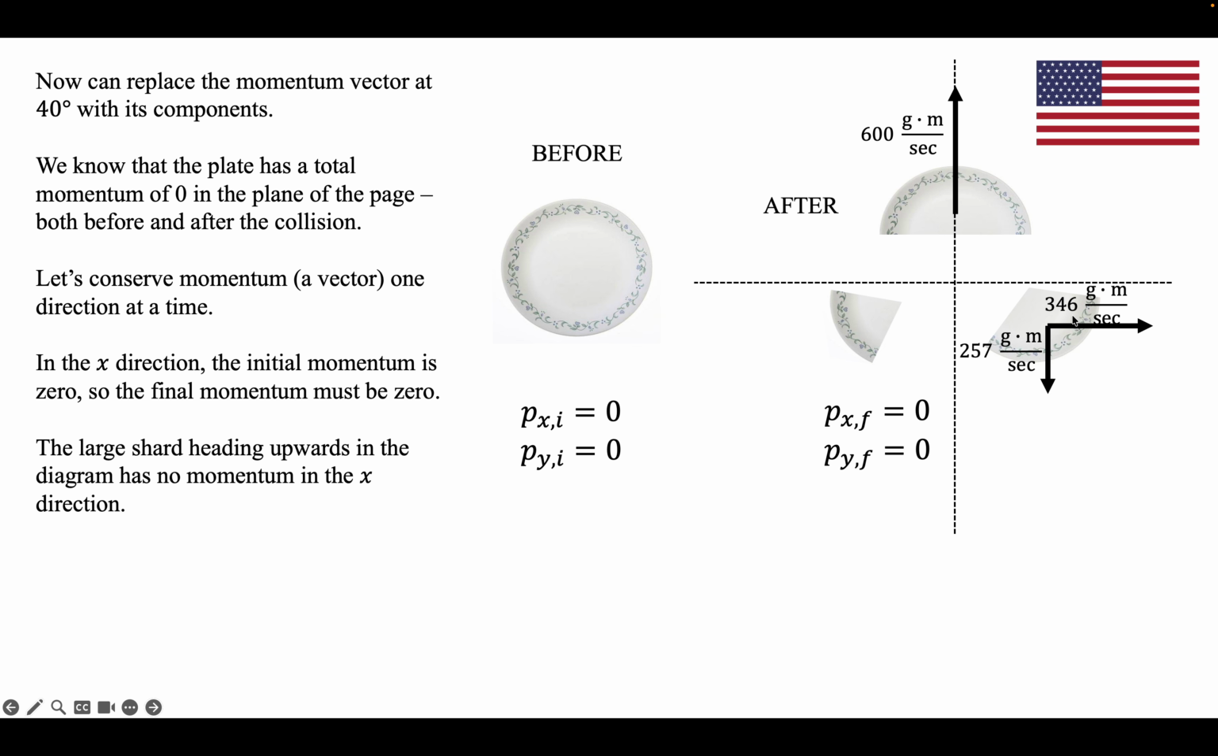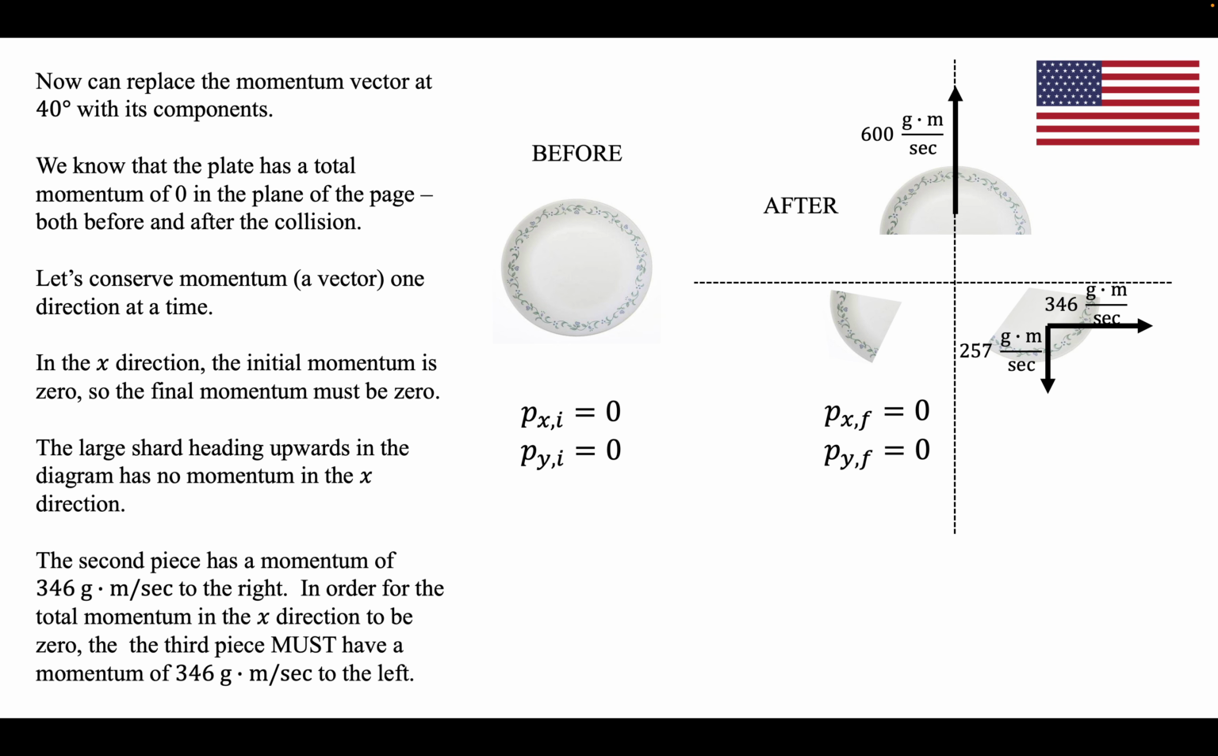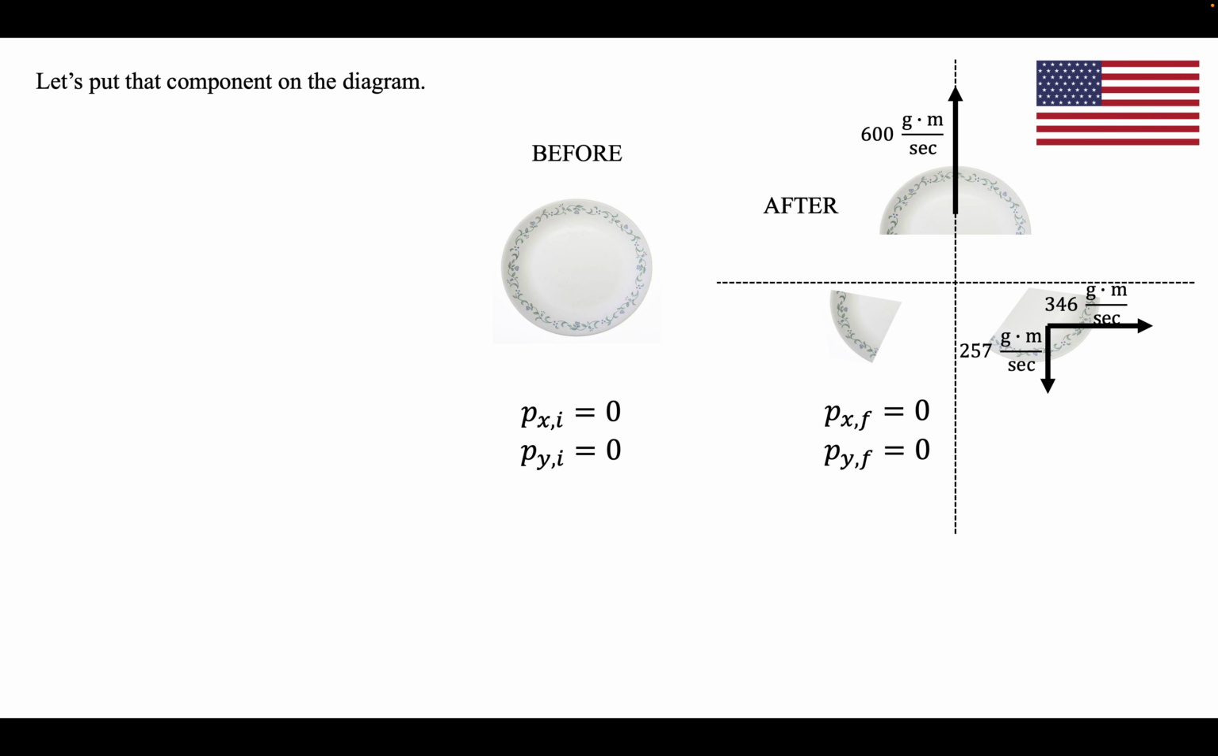The large shard is pure y. This guy has 346 gram meters per second to the right. In order for there to be no momentum, the other piece has to have a momentum of 346 gram meters per second to the left. Let's put that on the diagram. Now we can see there's no momentum in the x direction.